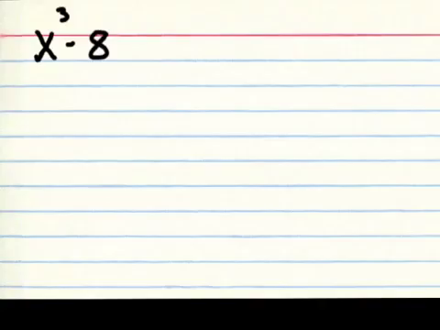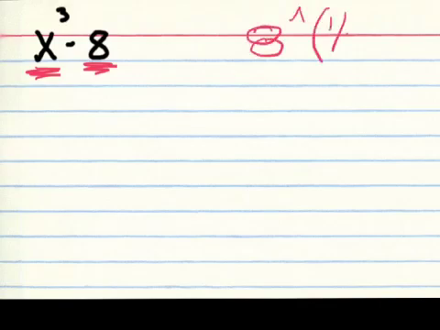Example 2. On this one you have a variable and a number. This one is a perfect cube because it has the third root written in it, or the third power. And then 8 is a perfect cube. If you don't understand if it's a perfect cube, then on your calculator type in 8, caret, and then parenthesis 1 divided by 3. And you'll come back with a 2.